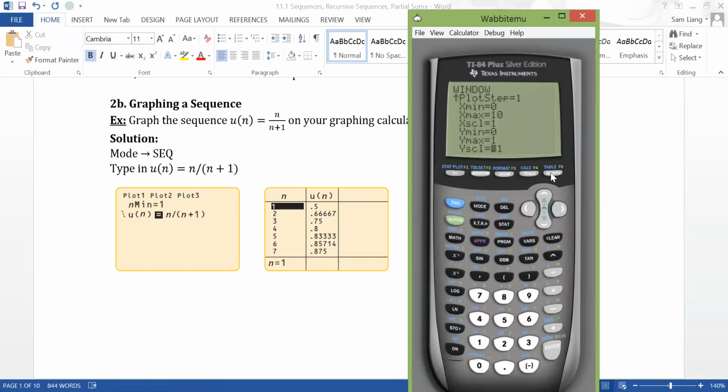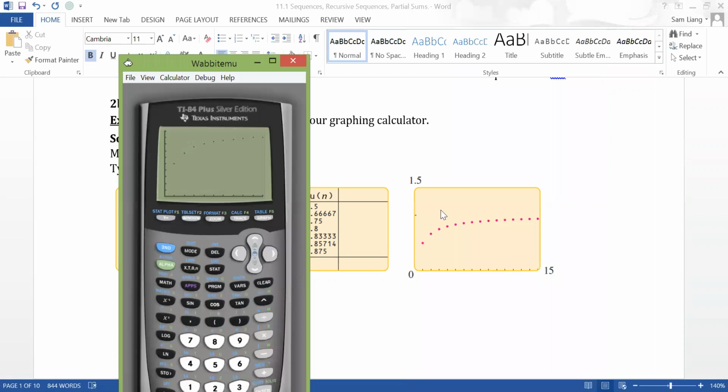From here, I'm going to graph. You get this sequence right here. And yeah, you see the same thing from the image from the textbook.